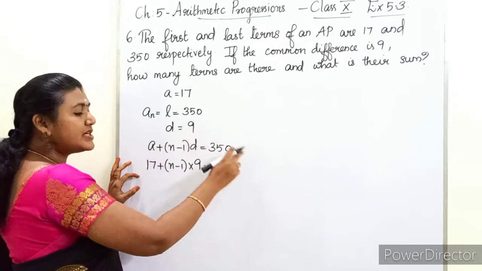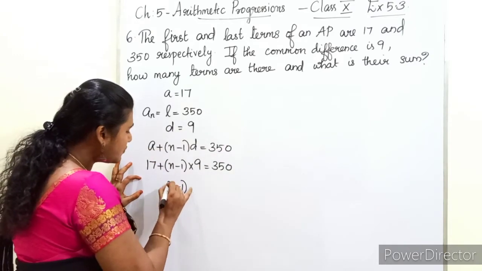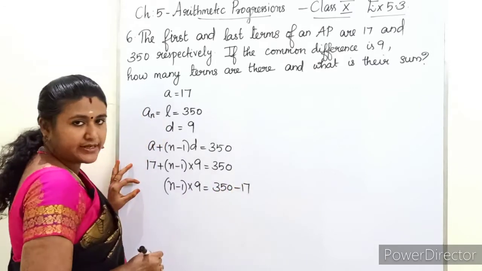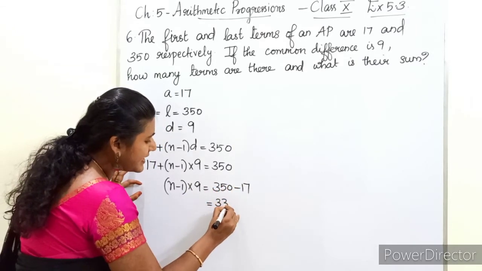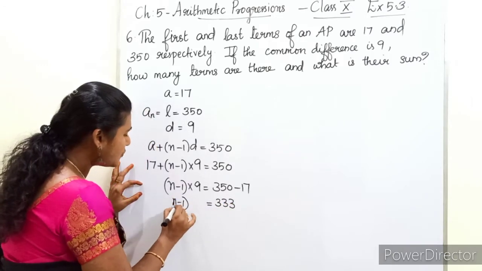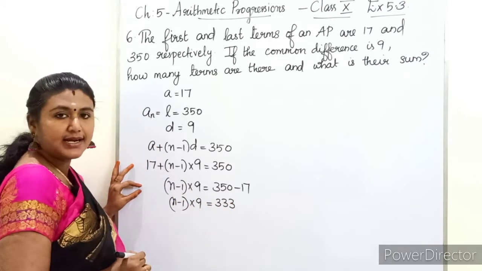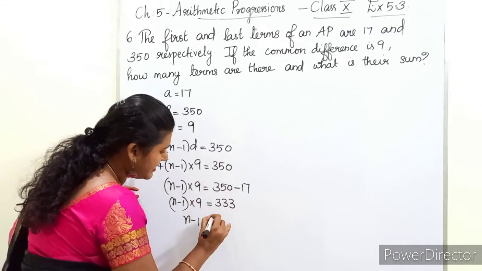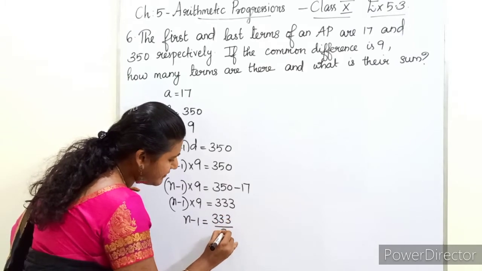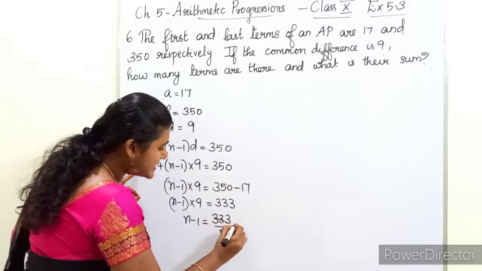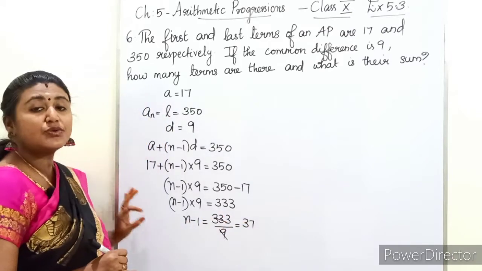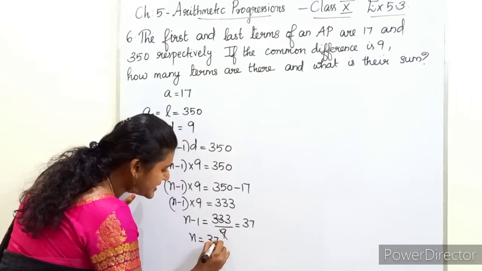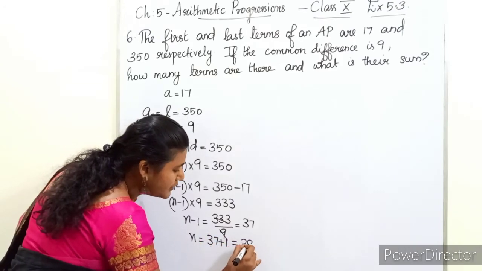Now we will take this 17 to the right side. So n minus 1 into 9 is equal to 350 minus 17. When you subtract, you will get 333. So n minus 1 into 9 is equal to 333. For n minus 1, we will take this 9 to the right side. So 333 divided by 9. When you cancel, you will get 37. So this is the value of n minus 1. So the value of n is equal to 37 plus 1, which is equal to 38.